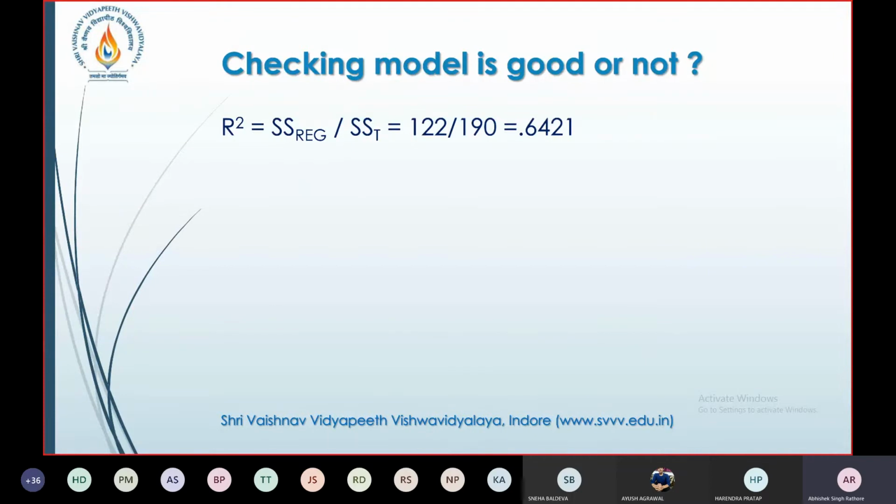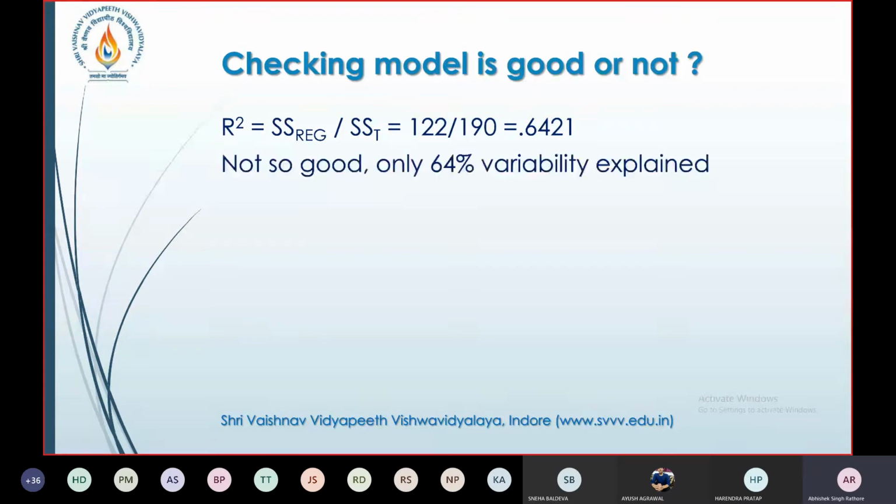So my model, again I am taking this value of regression. This is r square. My r square is just SS regression upon SS total, which equals 122 by 190, which we calculated. So this equals 0.64, or we can say that this model is not good because it contains only 64% of the variability. We are not explaining the entire variability. We are including just about 2/3 of this variability. So is it good or not?